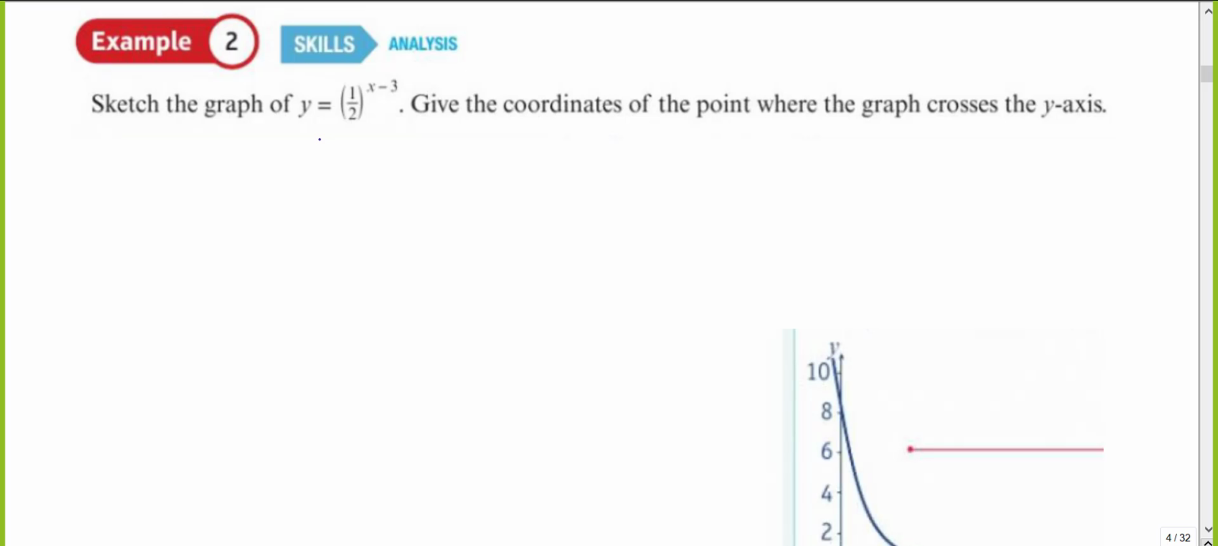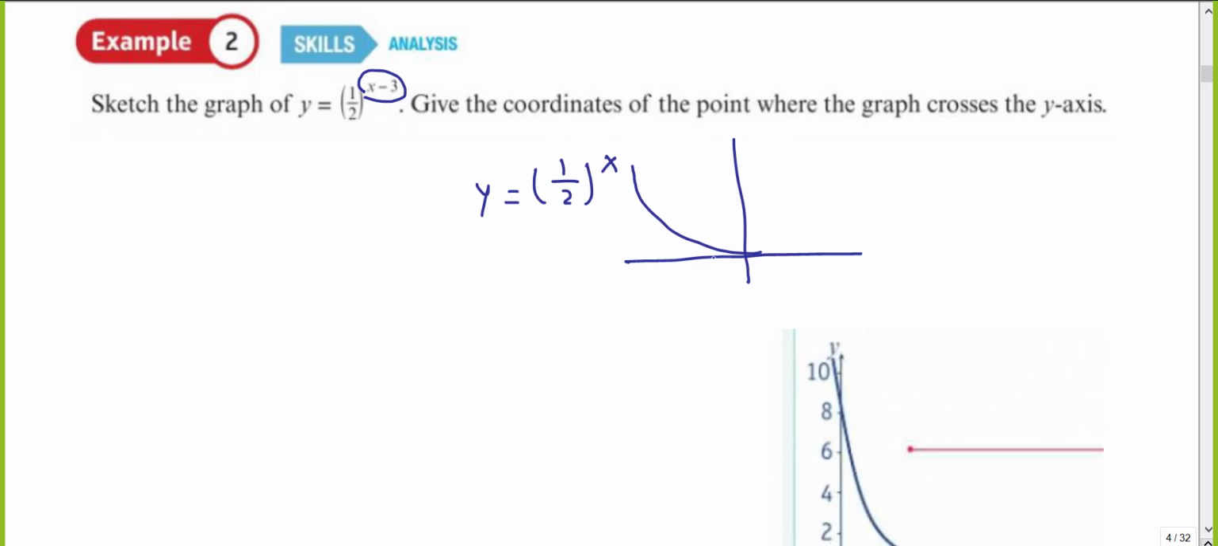For the next example, هنا we have y equal half to the x minus 3. الحقيقة دي is a little bit confusing when you have power x minus 3. احنا we know half x. What's half x? y equal half x is decay. If you sketch decay, now you know it for sure. It will look like this. That's a decay. But this is not x, this is x minus 3.